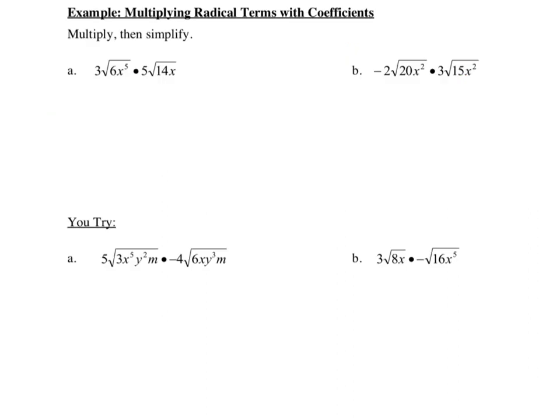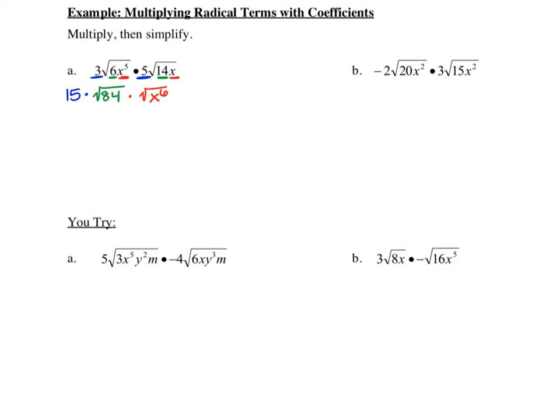Okay, these next examples get a little bit more difficult because now notice there's a coefficient in front of each radical symbol, but we're still going to do them the same way we did the ones on the previous slide. So you're going to multiply the 3 and the 5. That's 3 times 5 is 15. And then now I'm going to do the 6 times the 14. So 6 times 14, that's going to be root 84. And then x to the 5th and x, that's going to be x to the 6th.